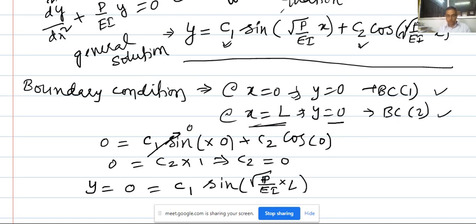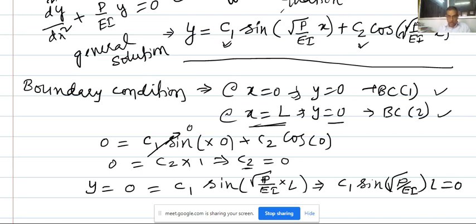And plus C2 into, not required, and anyway I got C2 is equal to 0, so I do not need to use that at all. So this implies C1 sin root P by EI of L equal to 0. So this is an equation I got.